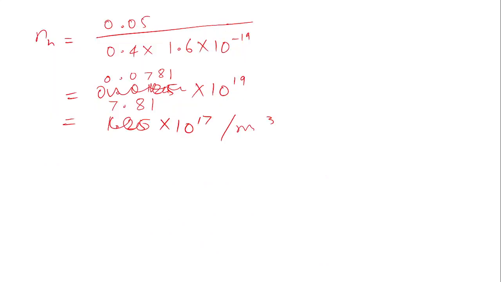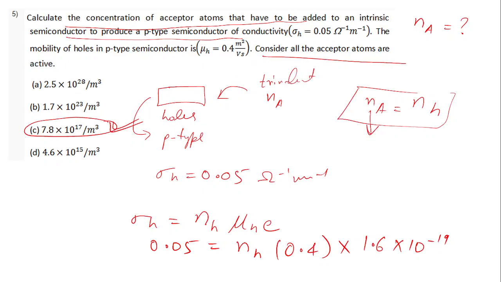This is because just now we found the number of holes, and I explained in the beginning that the number of holes is equal to the number of acceptor atoms I had added to my pure semiconductor. So the number, or concentration, of acceptor atoms is, I'm saying number, but actually it's concentration. The value here is per meter cube, so not a number, per unit volume, that is concentration. This is the correct answer, option C.